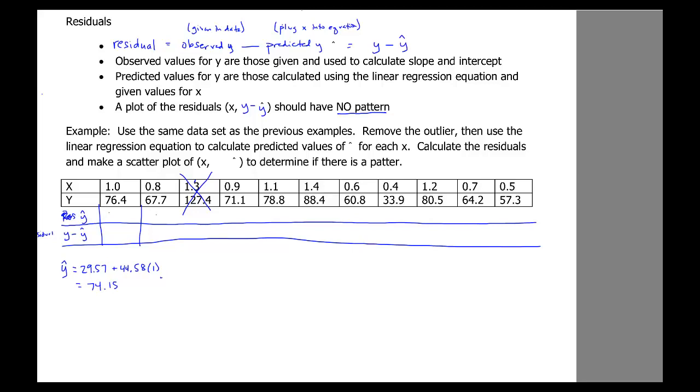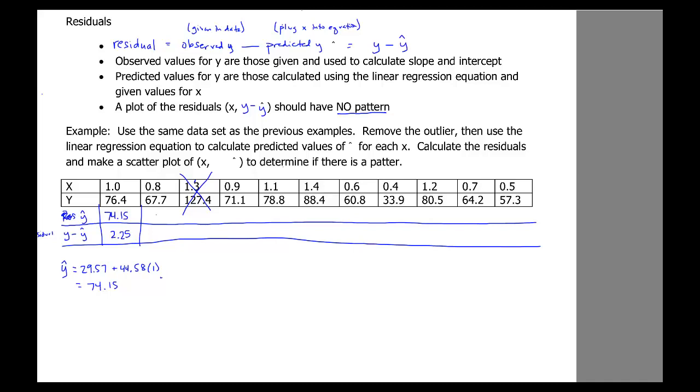So our first predicted y, or y hat, is 74.15. And then the next row down is y minus y hat. So we do 76.4 minus 74.15, and the residual for that one would be 2.25.